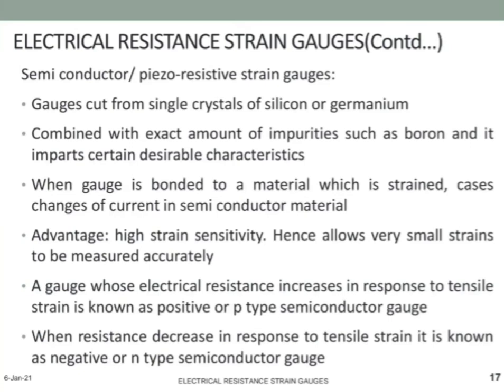It is again classified into two types: positive or p-type semiconductor gauge and negative or n-type semiconductor gauge. A gauge whose electrical resistance increases in response to tensile strain is known as positive or p-type, and when resistance decreases in response to tensile strain, it is known as negative or n-type.